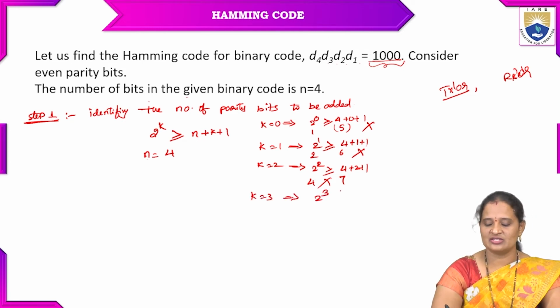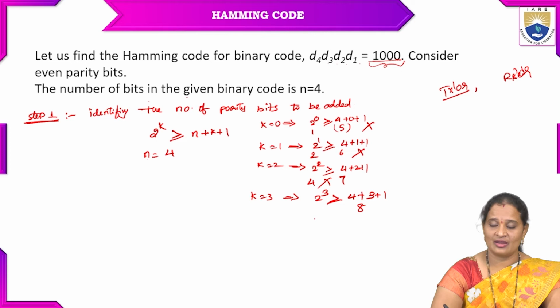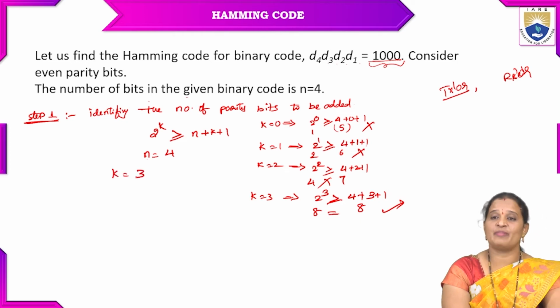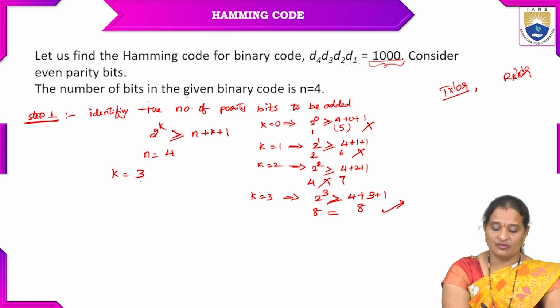So if I take k is equal to 3, 2 power 3, 4 is the message bits, k is the parity bits, plus 1. So what is this one? 8. And what is the left hand side? It is also 8. So it is equal to 8. So this condition is satisfied. So now we have identified the number of parity bits to be added is equal to 3. That is k is equal to 3.